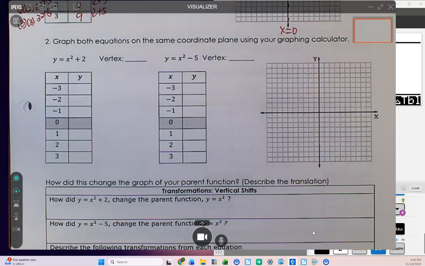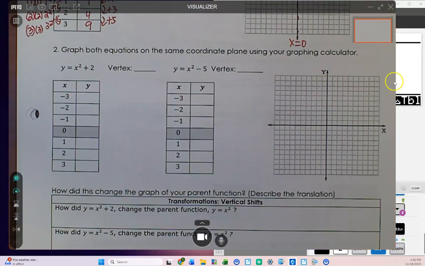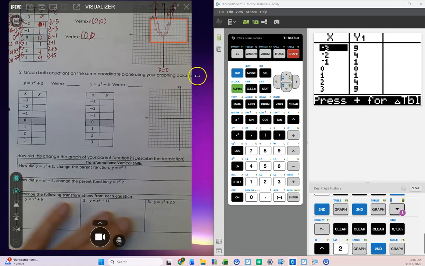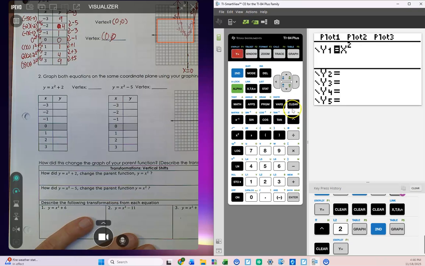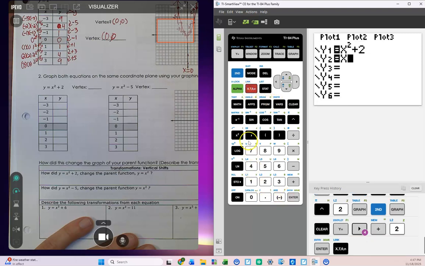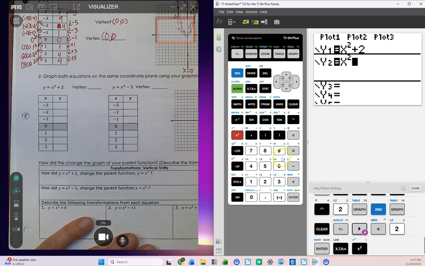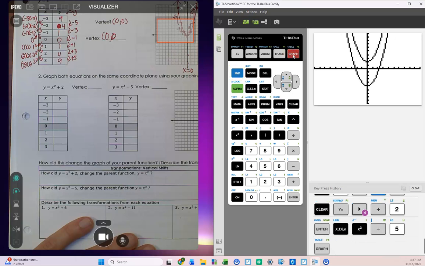Okay, it says graph both equations on the same graph with your graphing calculator. So if we want to make this go as fast as possible, okay, I'm going to do x squared plus 2. I'm going to scoot to the right. And then in y2, I'm going to do x squared. We should just look at them separately, but we're going to see what changes if you add or subtract something to it. Okay? I'm going to keep using the classroom one. I could do two different colors if I switch to the CE, but I'm not going to.